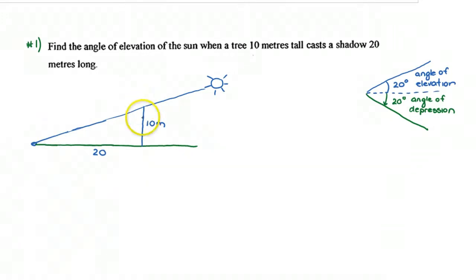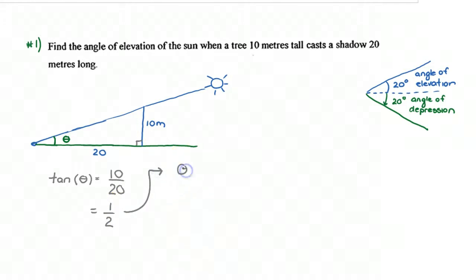So this is my tree, 10 meters. This is the shadow it casts, and the angle of elevation would be the angle measured right here. Let's call that theta. So I look at theta, and I look at what I'm given, and I know this is a right triangle, so 10 meters is the opposite, 20 meters is the adjacent, so I know that I'll use the tan ratio. So tan of theta is equal to 10 over 20, which is equal to 1 over 2. Reducing that fraction is always useful.